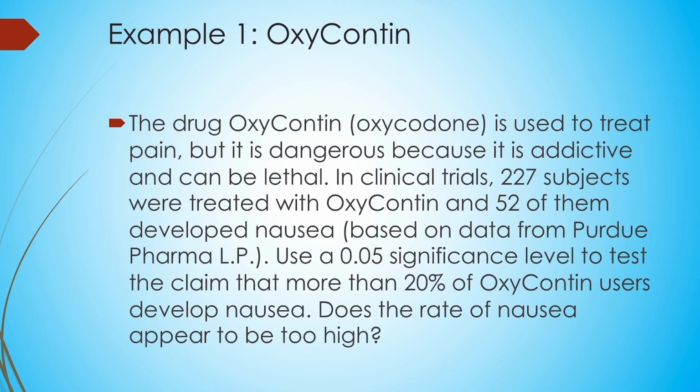Okay, so you've got the drug OxyContin, which is used to treat pain, but it's dangerous because it is addictive and can be lethal. In clinical trials, 227 subjects were treated with OxyContin and 52 developed nausea, based on data from Purdue Pharma LP. Use a 0.05 significance level to test the claim that more than 20% of OxyContin users develop nausea. Does the rate of nausea appear to be too high?